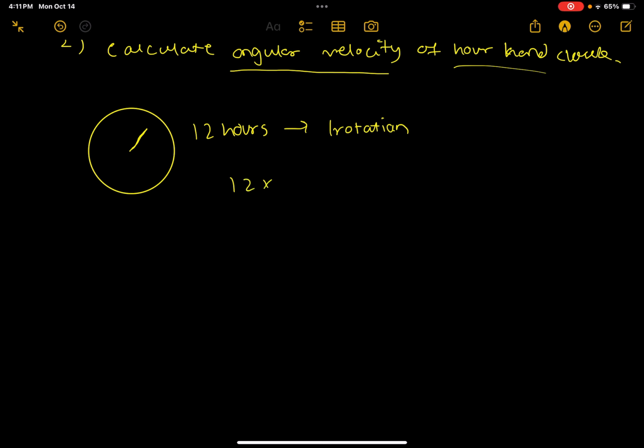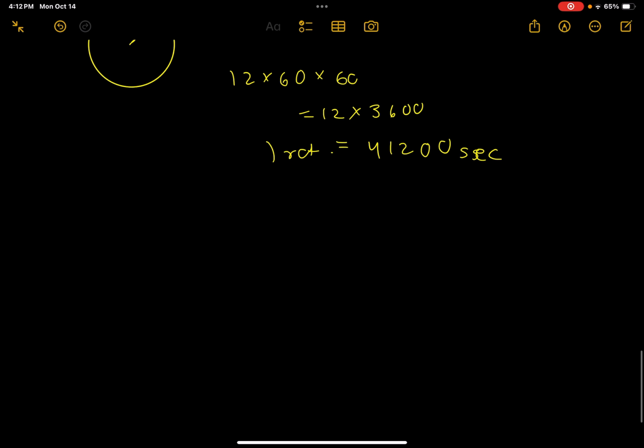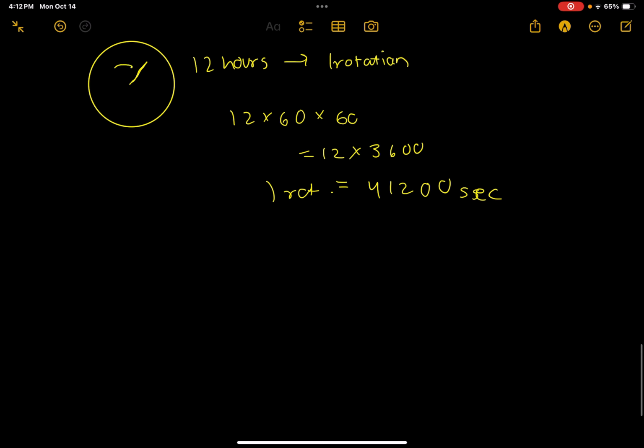So 12 times 60 times 60, which is equal to 12 times 3600, which is equal to 41200. So it takes 41200 seconds for one rotation. So we have the time for one rotation, and the theta that it covers in this process is 2 pi radians, right?